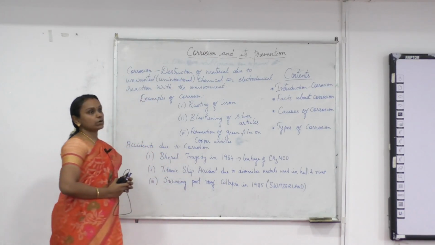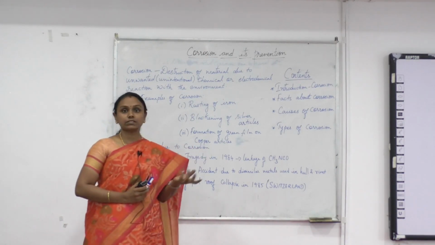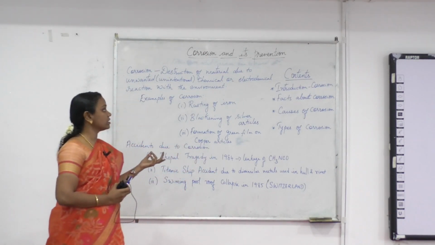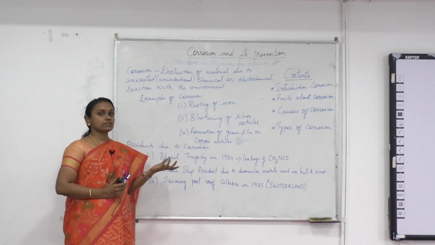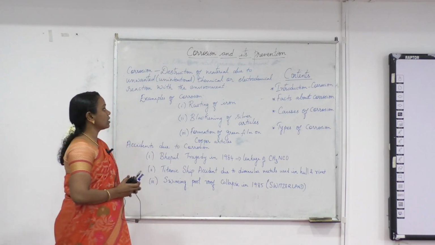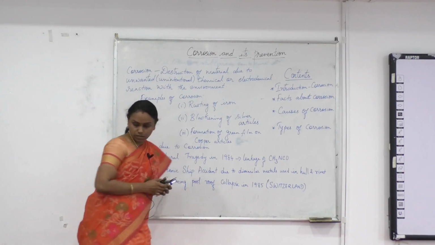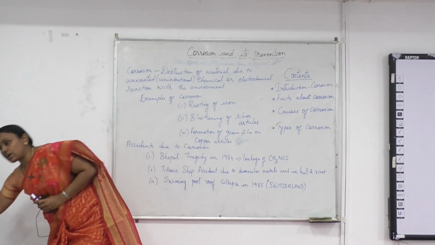Now facts about corrosion. What is corrosion? Corrosion is an oxidation process. It's an electrochemical process and it's a natural phenomenon. Corrosion is a natural phenomenon and it leads to tremendous economic loss. Moreover, corrosion is just the reverse process of extraction of metal. I will explain how.